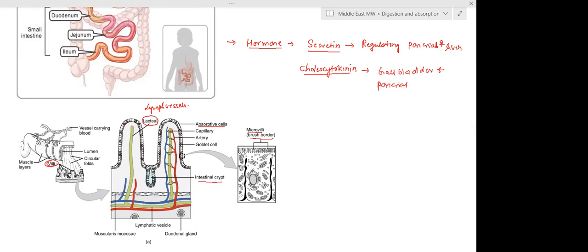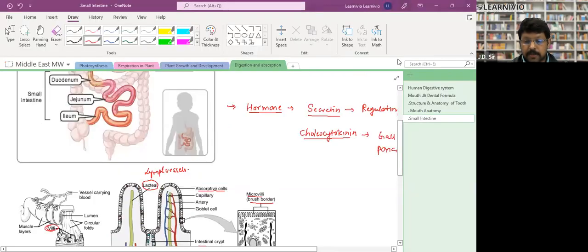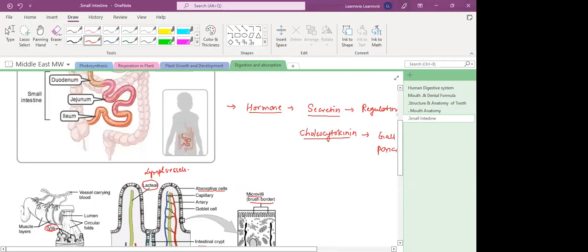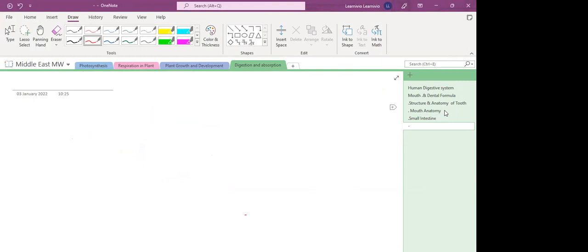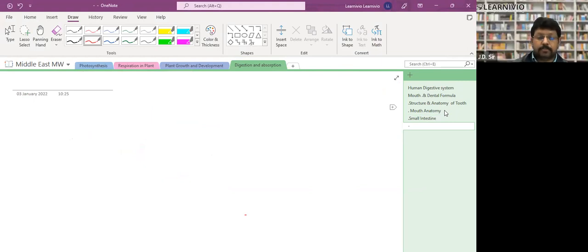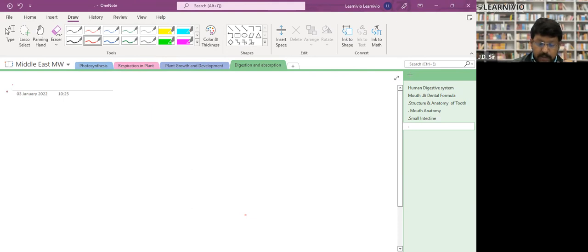Yes, sir. Okay. Now put the headings. Next heading is large intestine. We are now studying only that part that is called anatomy. Then we will study the glands. Now the next part is large intestine. Cholecystokinin is responsible for regulating the gallbladder and pancreas. Secretin is responsible for regulating pancreas and liver. Yes. So next heading is large intestine.